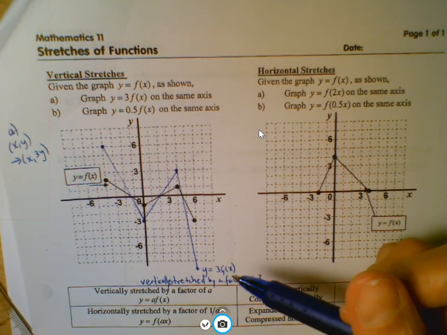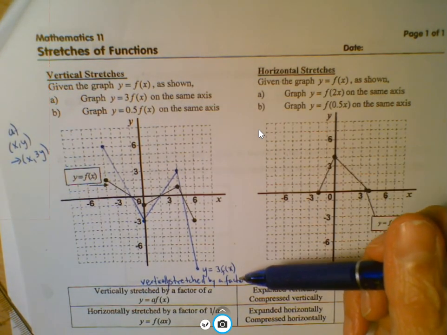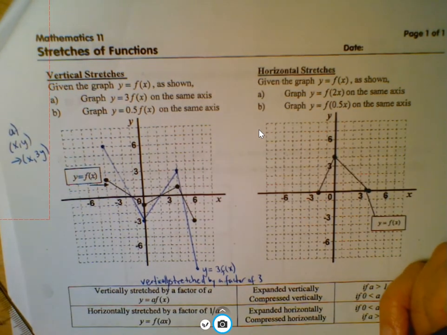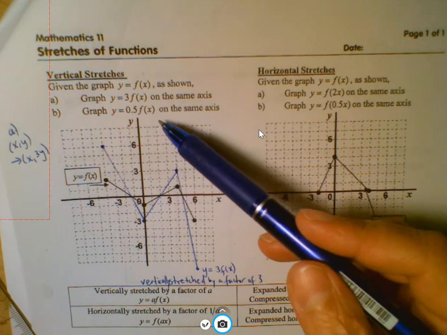So remember I told you every time we do graphing transformations, we're always going to write the transformations in words in English first, and then we're going to do the other stuff. So let's look at the next one.